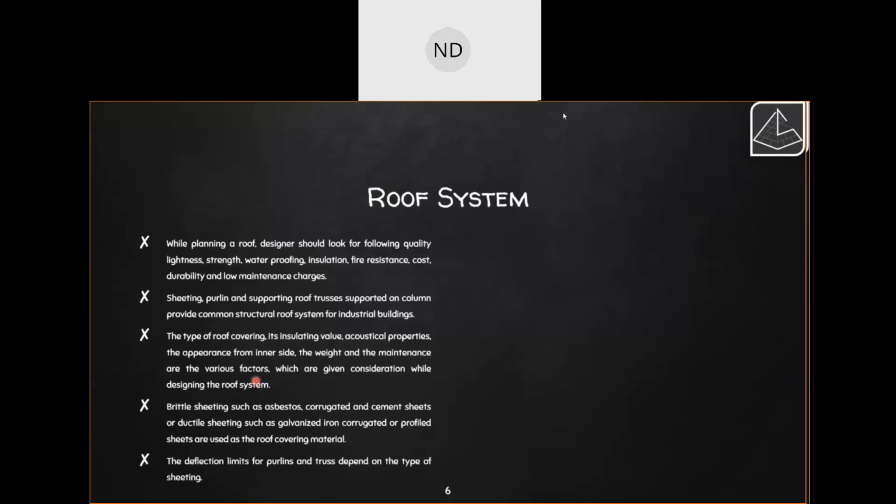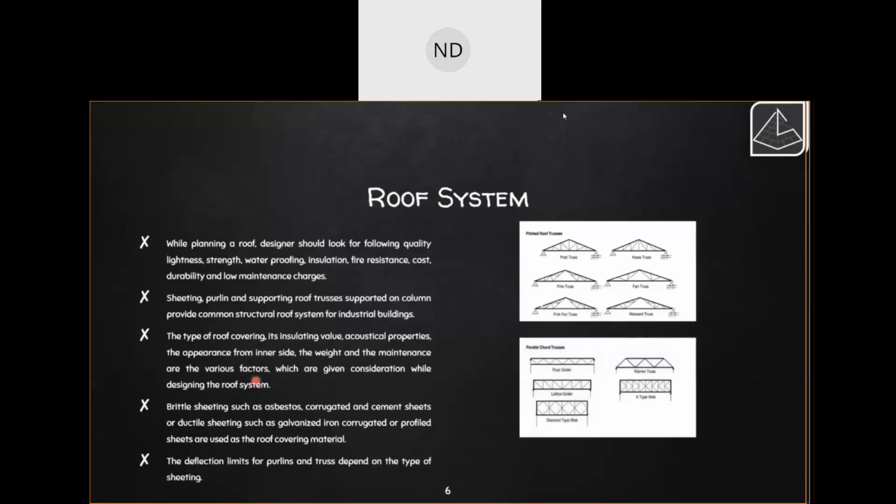We must consider the deflection limits for purlins plus the type of separation, because these sheets will have some loads. These loads will be transferred to the purlins and ultimately to the truss. This is why this is the most important part of the structural design.